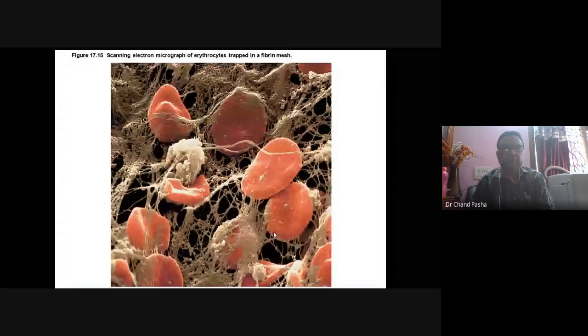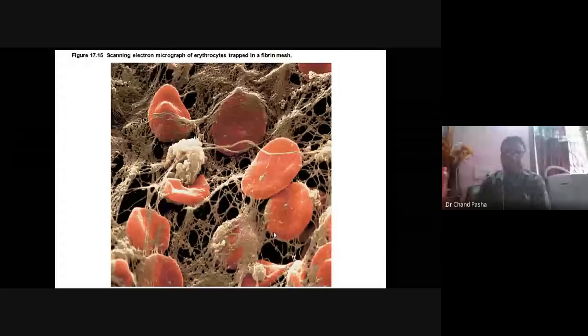This is a scanning electron microscope image of a clotted area. In that area, see how the RBCs are trapped. And platelets, where are the platelets? These small white structures are the platelets, and this is the fibrin mesh.